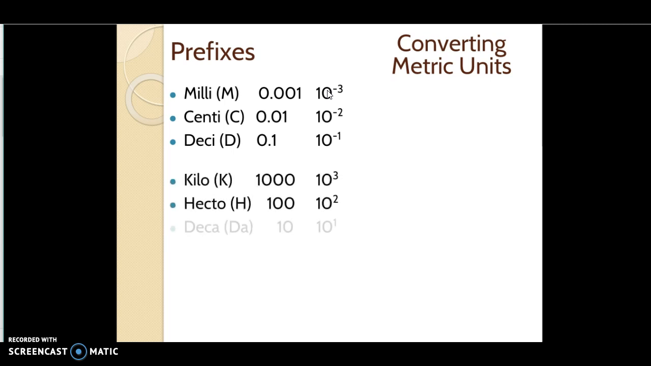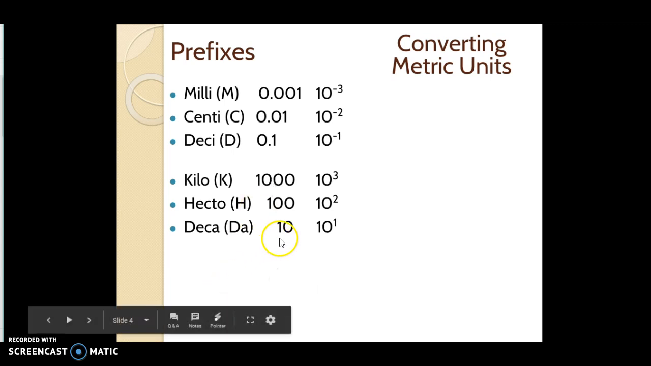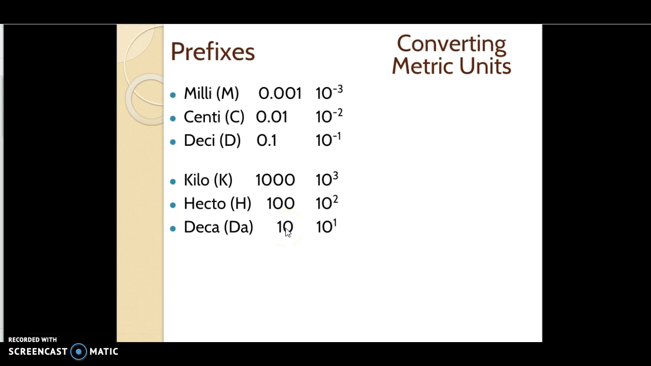If we're talking about numbers that are larger than 1 or a whole number, then we're looking at positive exponents. So deca is referring to 10 times 1. Hecto is referring to 100, and kilo is referring to 1,000. So you've heard the term decade. Decade means 10 years. So you have 10 times 1, the base unit in that case would be years, so you have decade.